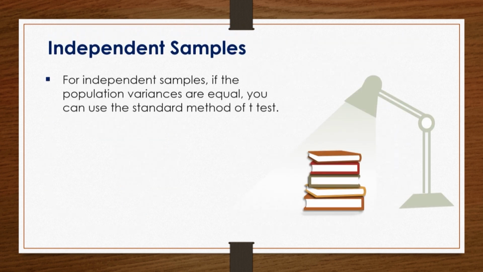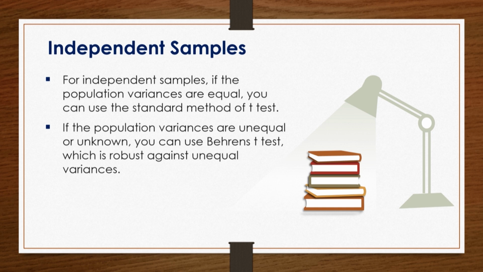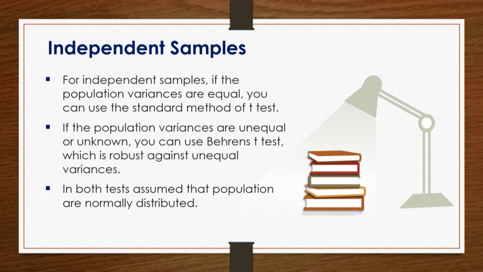Independent sample. For independent samples, if the population variances are equal, you can use the standard method of t-test. If the population variances are unequal or unknown, you can use Welch's t-test, which is robust against unequal variance. In both t-tests, it is assumed that the populations are normally distributed.